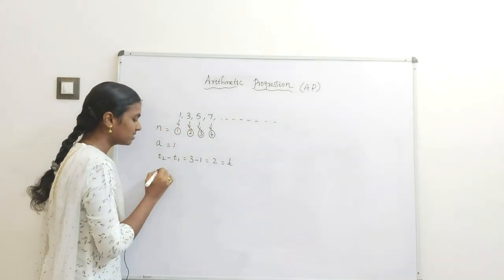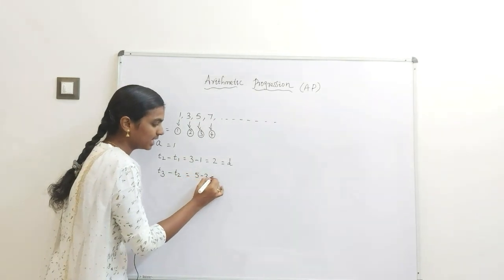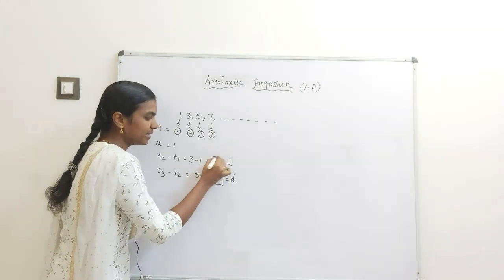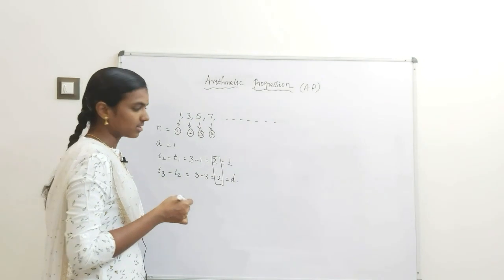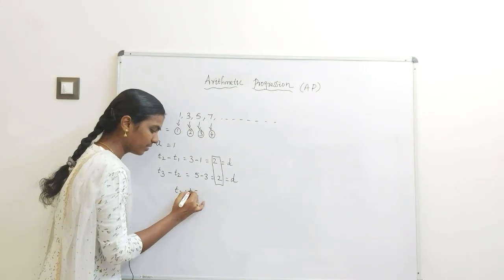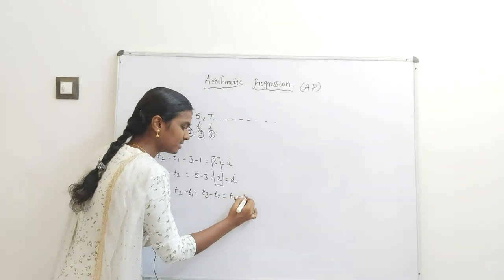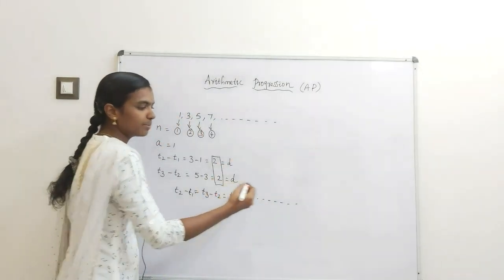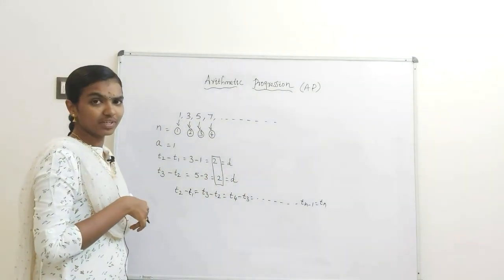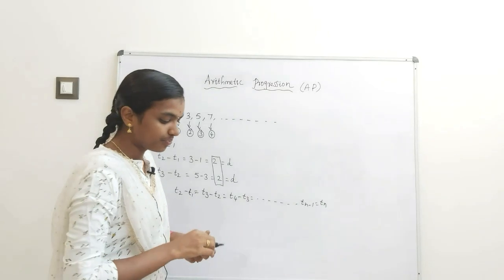Next, third term minus second term, t3 minus t2 equals 5 minus 3 equals 2 equals d. So the difference between all consecutive terms is constant. We can use one formula from this: t2 minus t1 equals t3 minus t2 equals t4 minus t3 and so on, up to tn minus t(n minus 1). This is also sometimes used as a formula, and I will tell you where to apply it based on the questions.